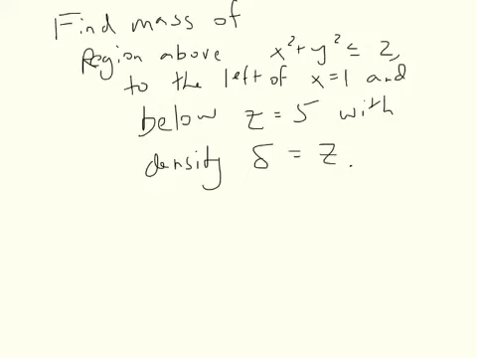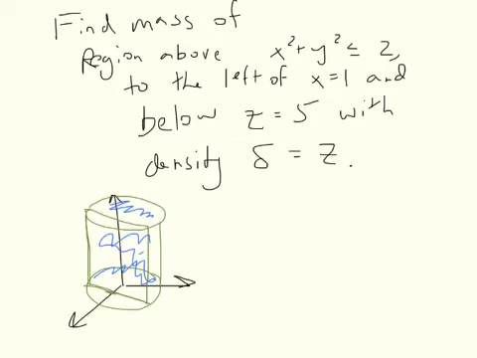We want to find the mass of the region that is above this circle, to the left of this plane, and below this flat plane, with a density that's dependent on height. And so first we'll sketch this. Here's the plane x equals 1, this is x, this is y, and this is z.